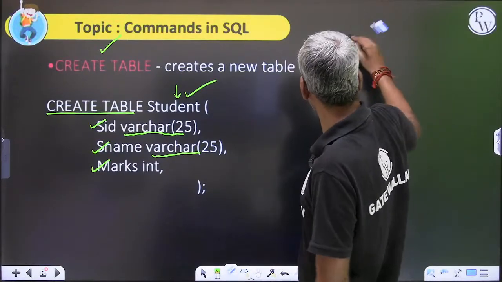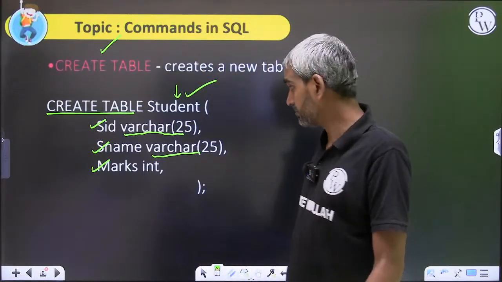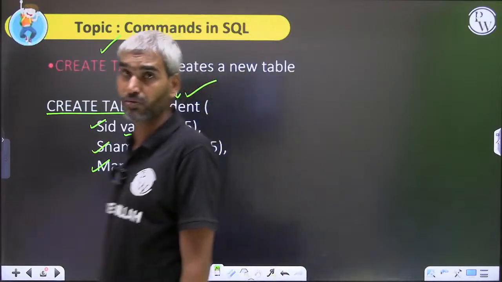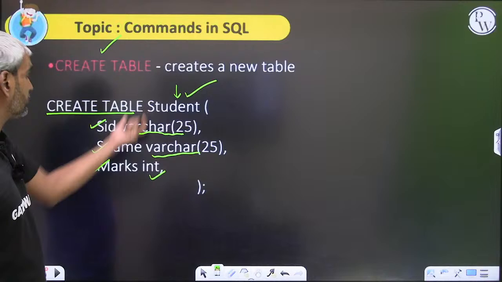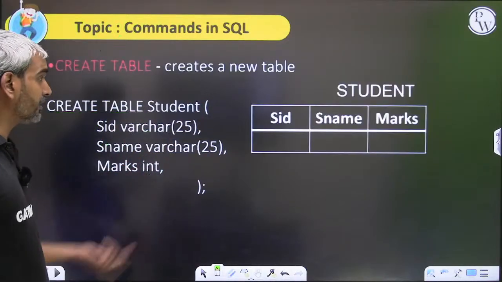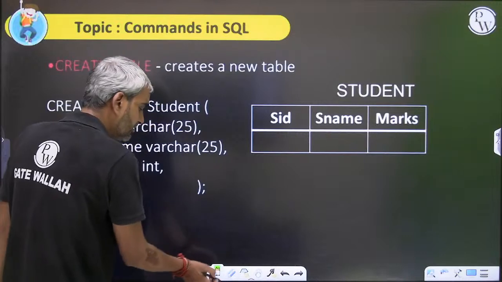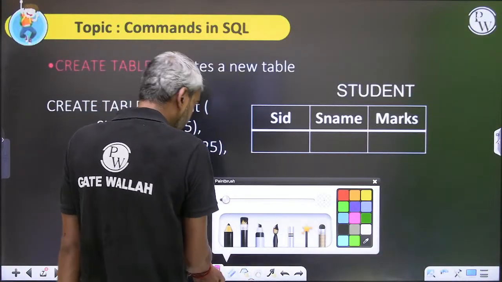S1 is neither character nor integer. So if you want to define the combination of characters or alphabets and integers, then it will be a varchar data type, right? And marks may be of integer type. So there's no problem with that. If you use this particular command, create table student with this, then one table will be created.